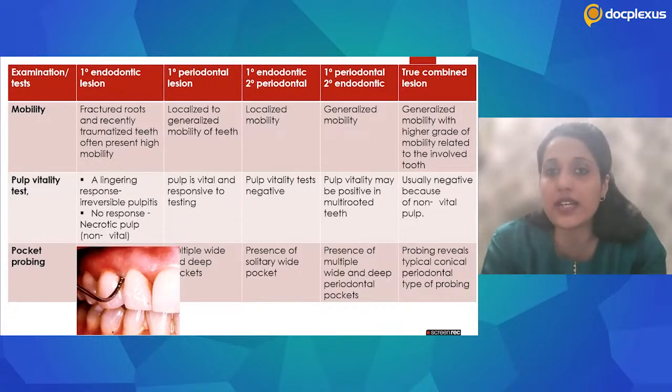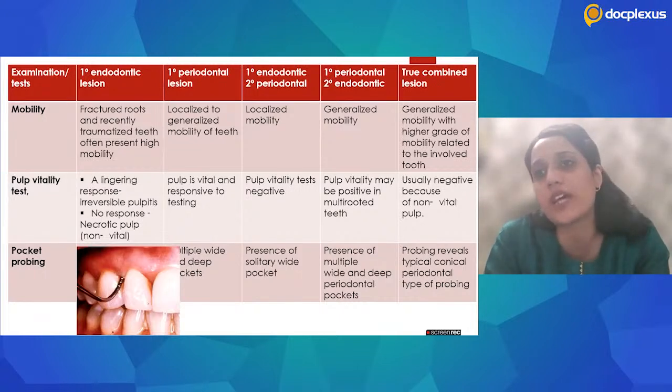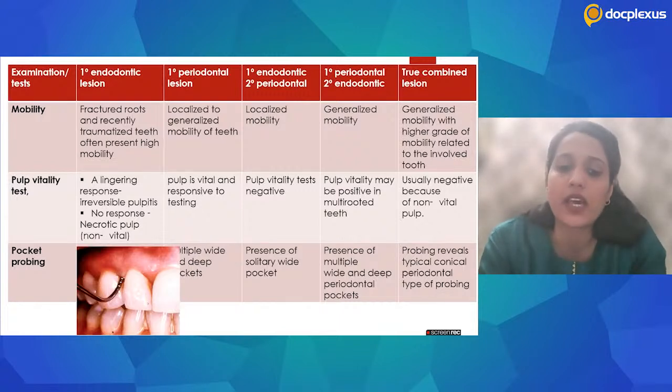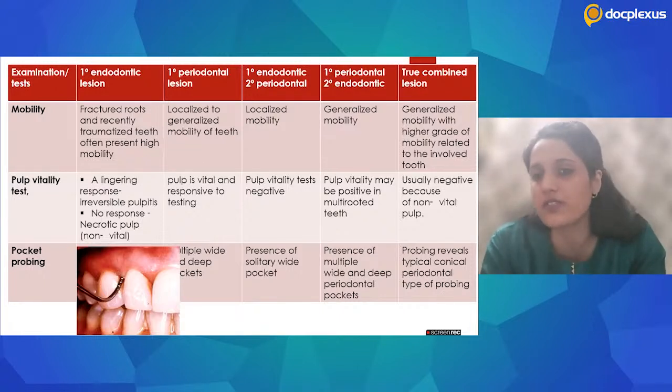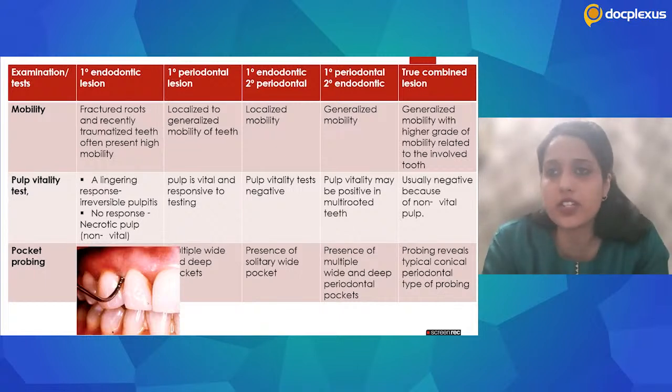In primary endodontic and secondary periodontal lesions, if it is primary, that means the disease has progressed from the apical foramina to the periodontium. Your pulp has almost died in cases of multi-rooted teeth, and usually died in cases of single-rooted teeth. So it is usually negative. In primary periodontal and secondary endodontic, you might get positive, you might not, but it will all depend on the multi-rooted teeth or single-rooted teeth. In true combined lesions, it is usually non-vital, so usually it is negative.